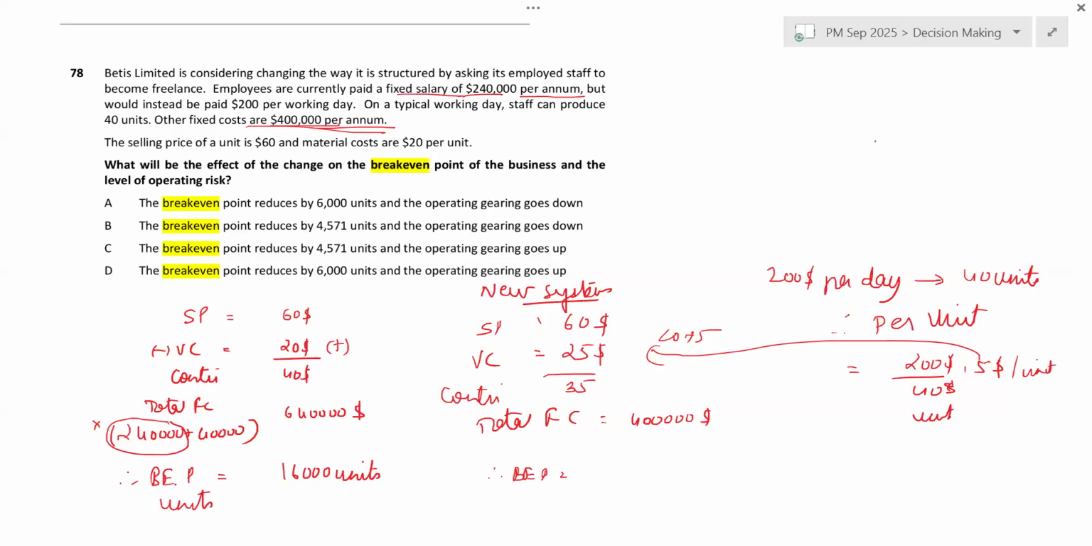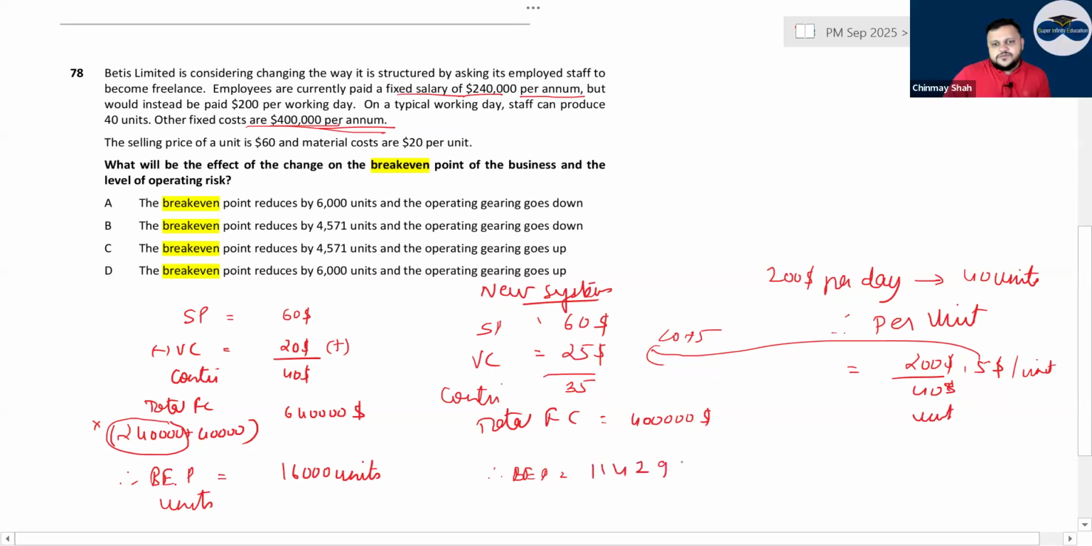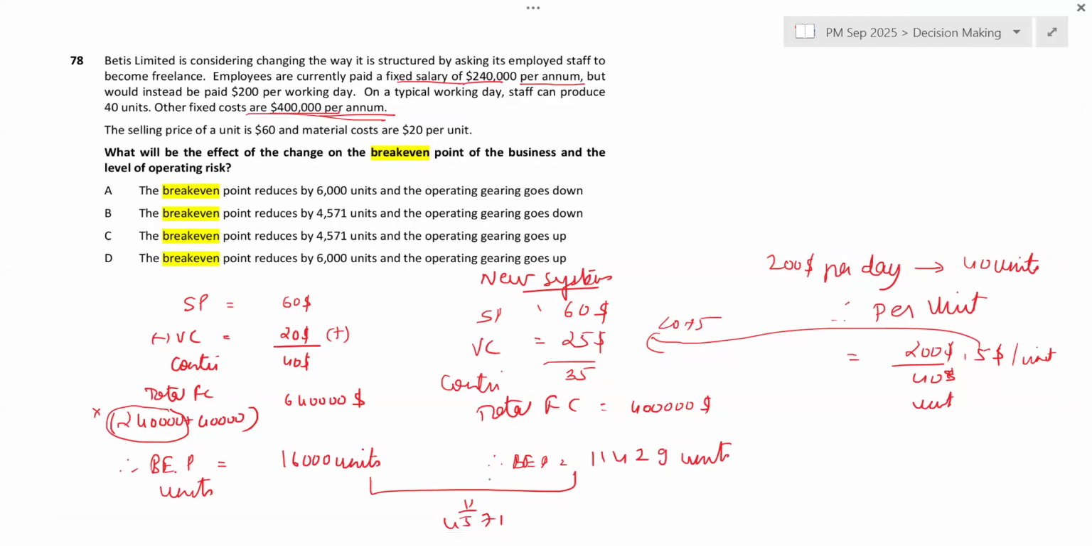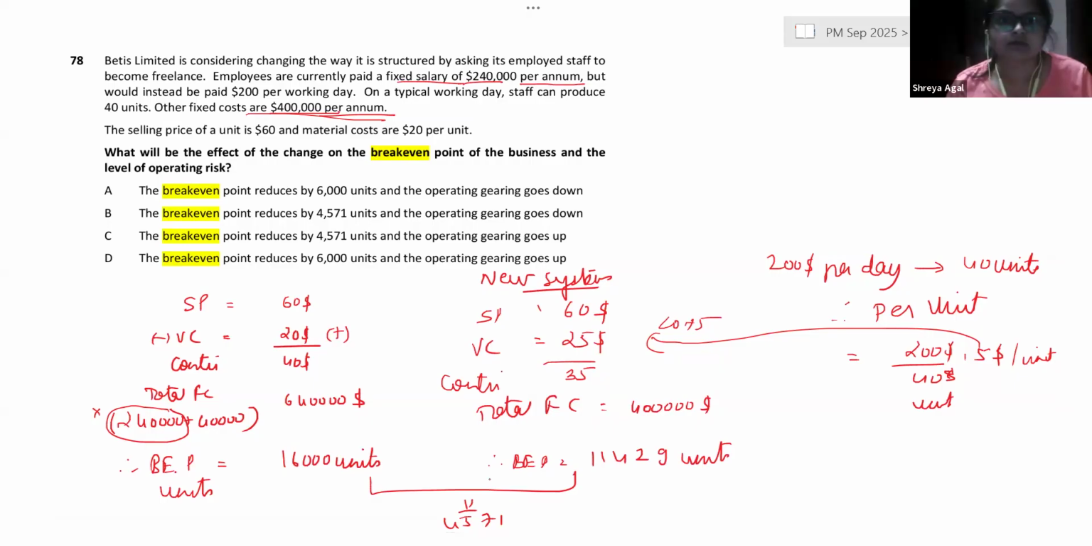How many BEP units? 11,429 units. So what is the difference between both of them? 4,571. Now, from existing to new, has the BEP fallen or risen? Fallen. Is it a good thing or a bad thing? Good thing.